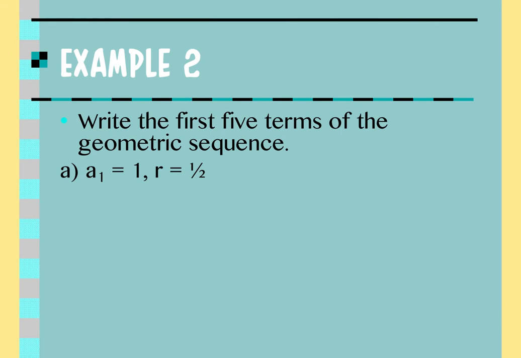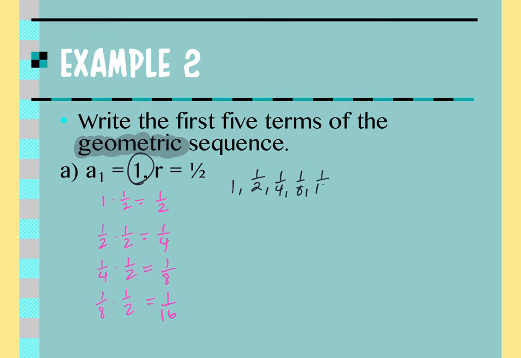This one says, write the first 5 terms of the geometric sequence. So pay attention to directions, right? This is going to eventually get grouped together with arithmetic. So you have to pay attention to it. If it's arithmetic, I'd be adding that number each time. If it's geometric, I'm multiplying by this number each time. So I get 1 times a half, and that's a half. Then I get a half times a half, and that's a fourth. And then I get a fourth times a half, and that's an eighth. And I get an eighth times a half, and that's a 16th. So my 5 terms start with 1: 1, 1/2, 1/4, 1/8, 1/16.